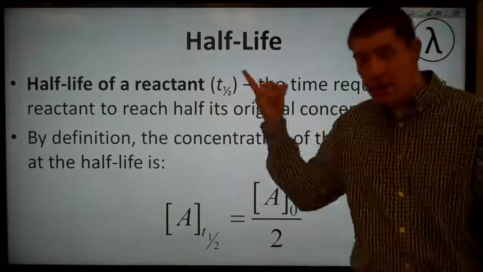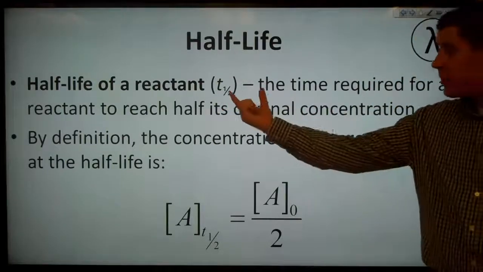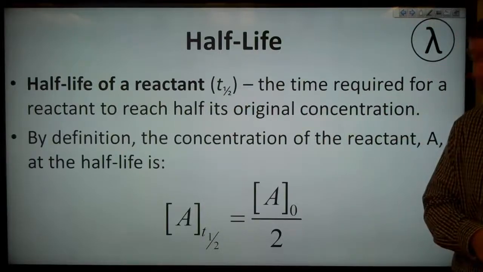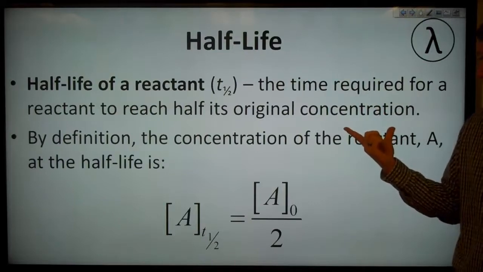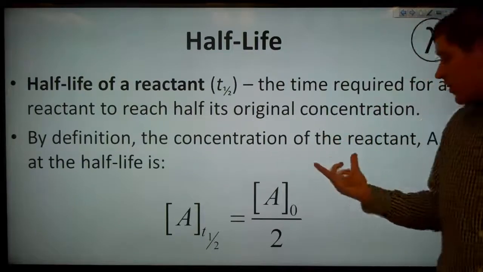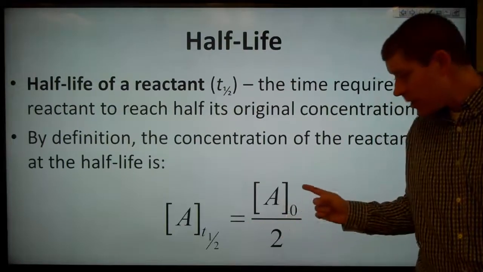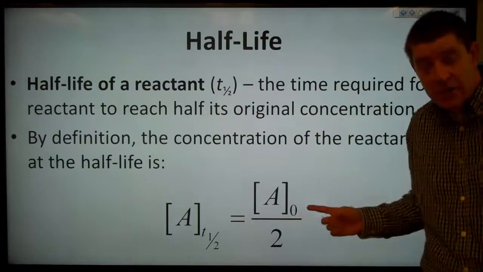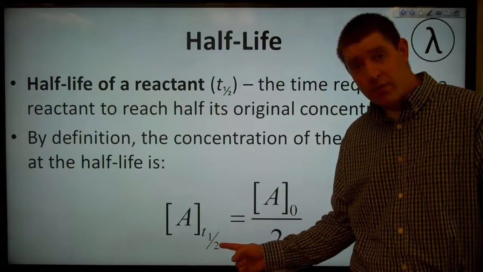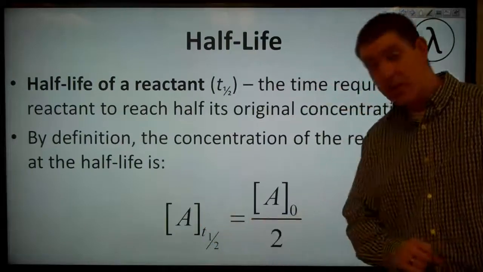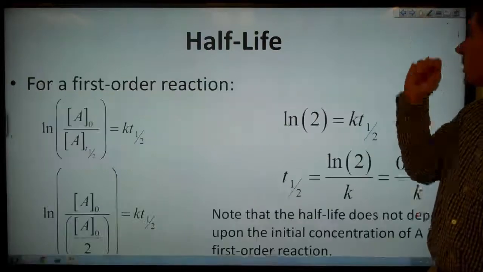So now let's look at half-life. The half-life of a reactant, which we symbolize here as t1/2, is the time required for a reactant to reach half of its original concentration. By definition, the concentration of the reactant A at the half-life is equal to the initial concentration divided by 2. It's half the initial concentration. So at the half-life, t1/2, how much we have left is half as much as what we started with, the [A]0 there.